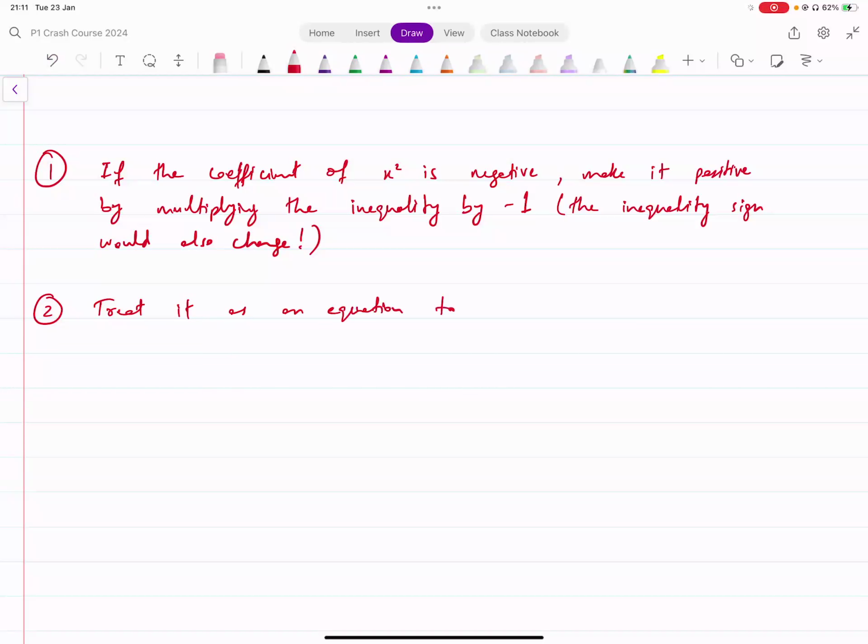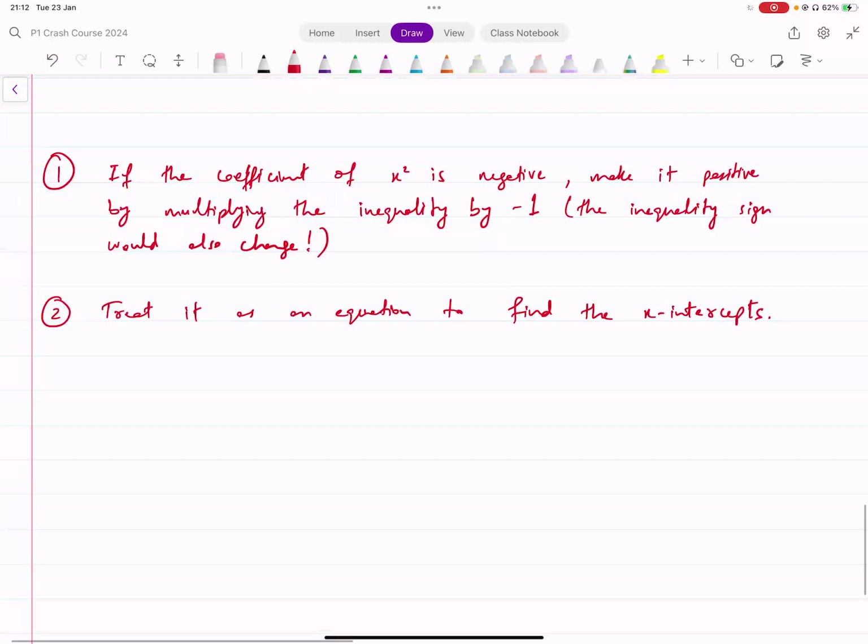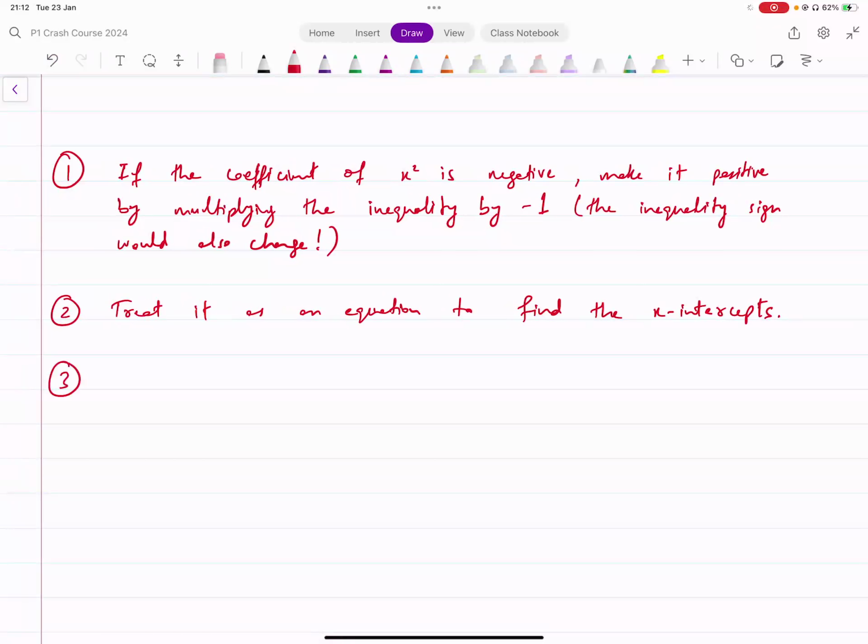To find the x-intercepts, you find them by treating the inequality as an equation. And now what you can do is sketch. Now this step can be skipped if you want. The sketching part can be skipped. You can actually do it without that as well. You could sketch it if you want, or you could do it directly.